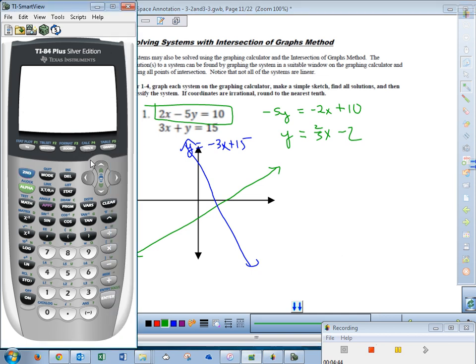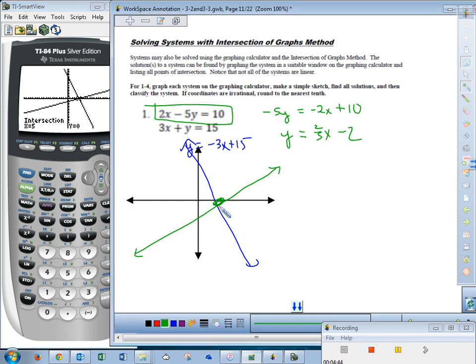Second, calculate. Which option? 5. First curve, hit enter. Second curve, hit enter. Guess. Get that cursor somewhere in the neighborhood. Boom. 5, 0. So I have a very bad sketch. I'll try to make a better sketch next time. 5, 0.